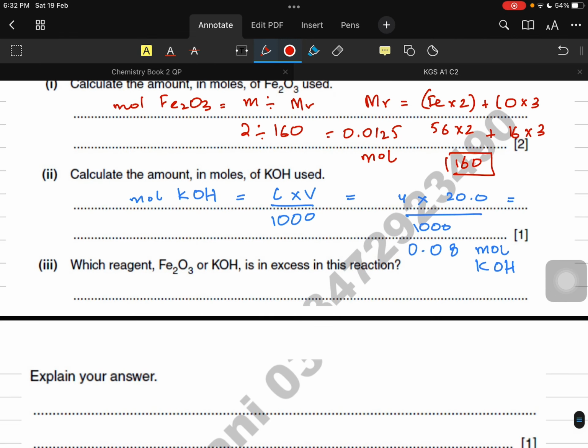So step 1 would be the ratio between Fe2O3 and K2FeO4. The ratio is 1:2. So our moles were 0.0125. So 0.0125 moles would give us how much? It would give us exactly 0.025 moles of product. This is part 1 of the solution.